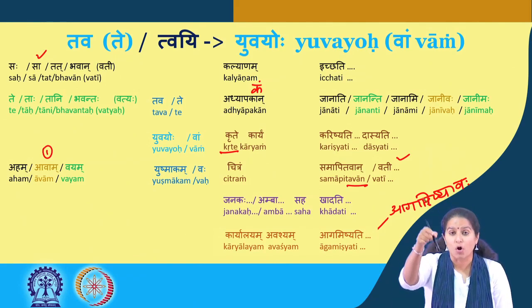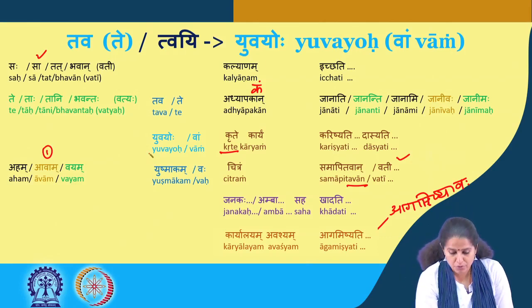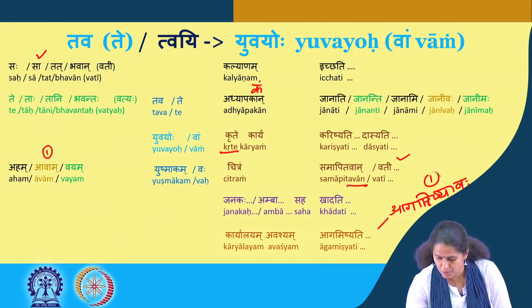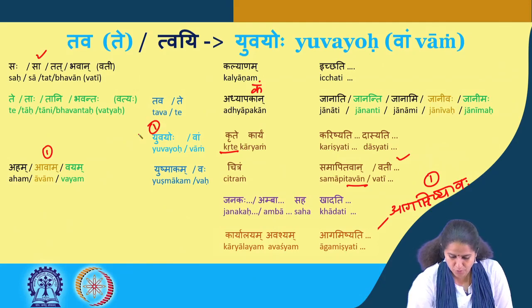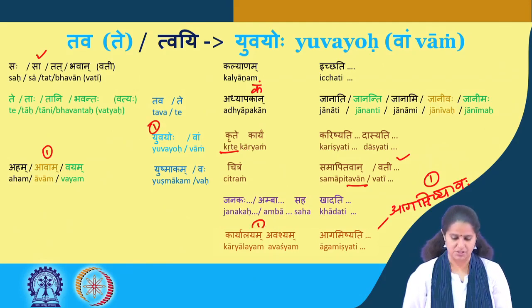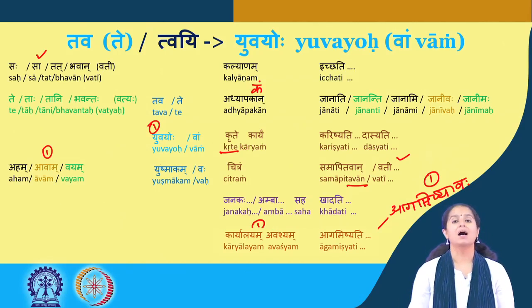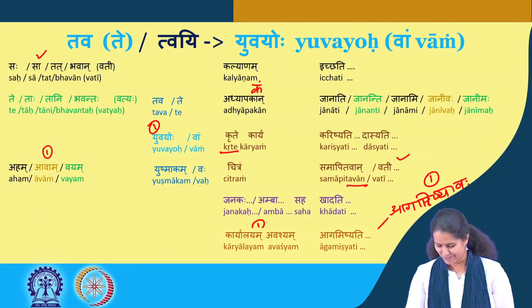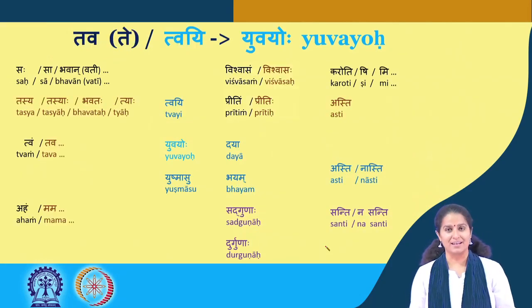With the office of the two of you, yuvayoho. So this is also this, yuvayoho karyalayam avashyam. So we have that there. So avam yuvayoho karyalayam avashyam agamishyavaha. Uttamam. Let's move on to the final lesson here.